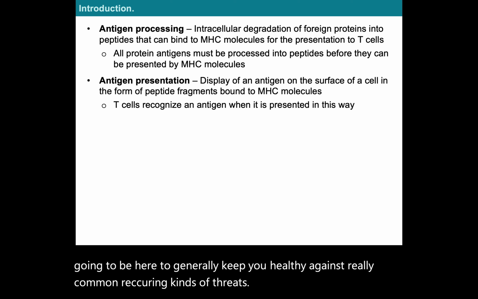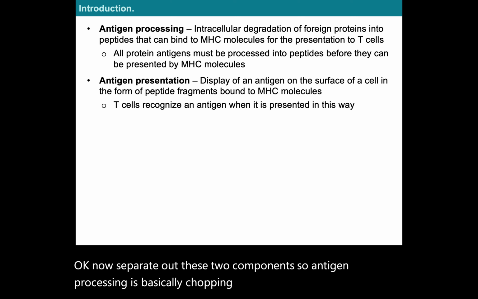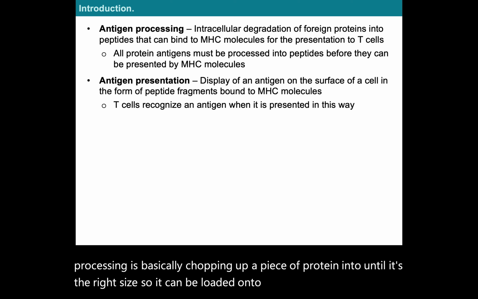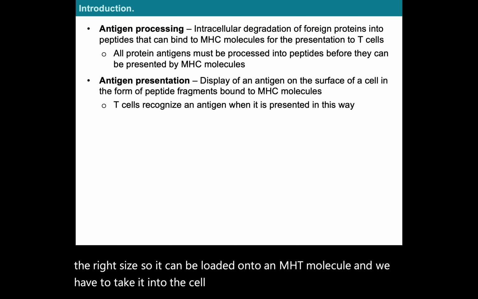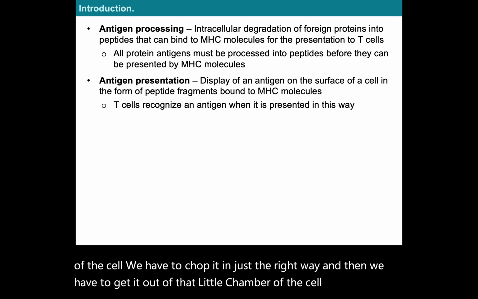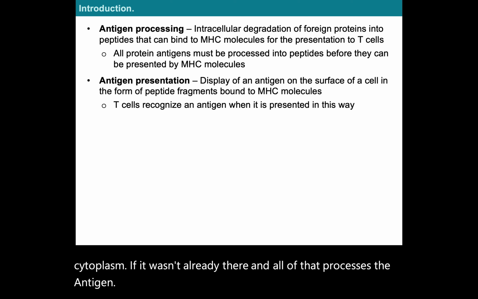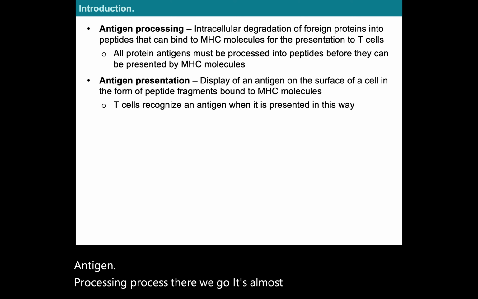Okay, now I'll separate out these two components. So antigen processing is basically chopping up a piece of protein until it's the right size so it can be loaded onto an MHC molecule. And we have to take it into the cell. We have to get it into the right chamber of the cell. We have to chop it in just the right way. And then we have to get it out of that little chamber of the cell and into the cytoplasm, if it wasn't already there. And all of that is the antigen processing process. It's almost redundant, but not quite, I think.